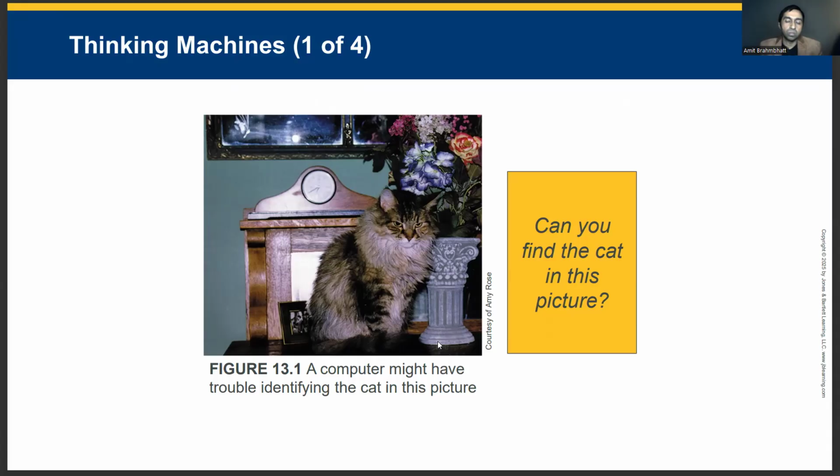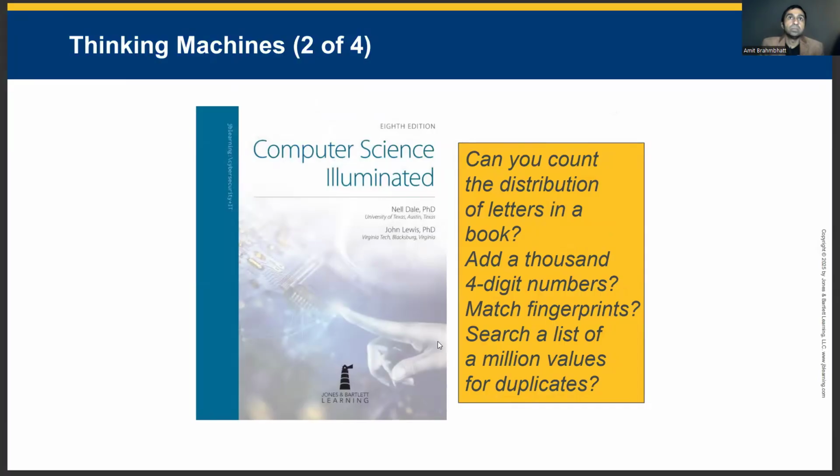Slide 5, Thinking Machines, 2 of 4. This slide asks whether you can perform tasks like counting letters in a book, adding thousands of numbers, or matching fingerprints. Humans can do these tasks, but computers can do them faster, more accurately, and without fatigue. This contrast illustrates a key idea: humans excel at flexible, intuitive interpretation, whereas computers excel at fast, repetitive, rule-based processing. Understanding this distinction is critical to understanding how AI systems are designed.